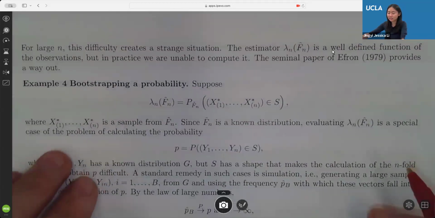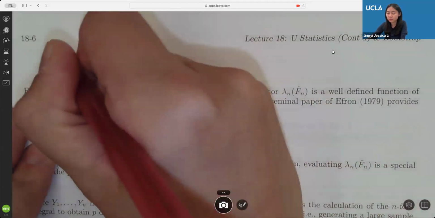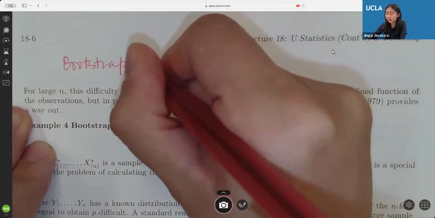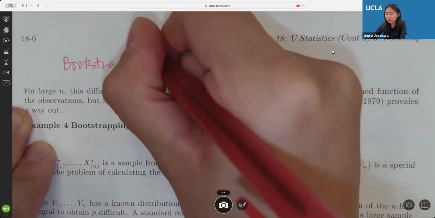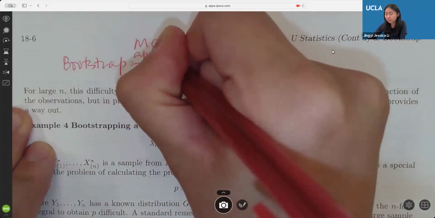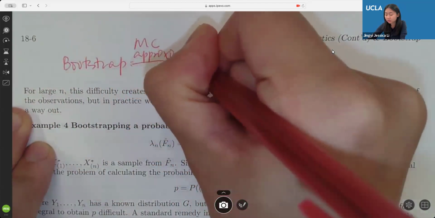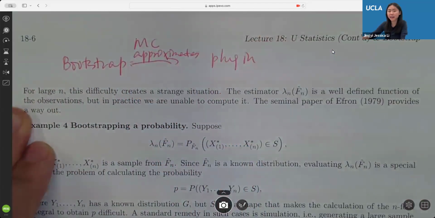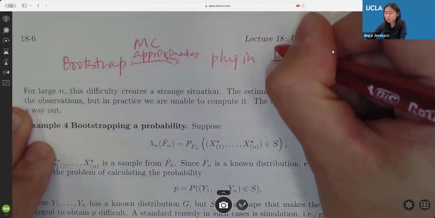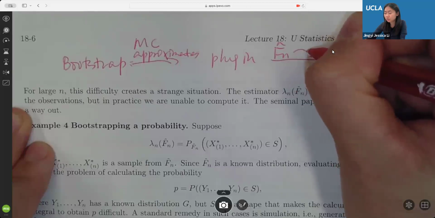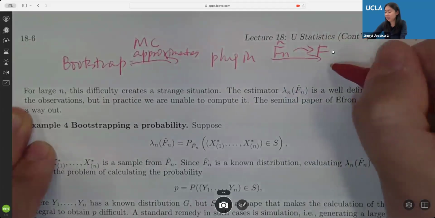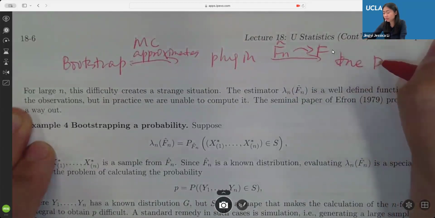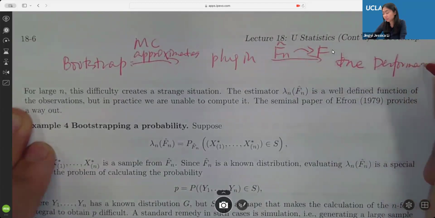Now let's summarize what I just said. The bootstrap basically uses Monte Carlo to approximate the plugin. And in the plugin, you are basically using fn hat to estimate f, right? And that's the true performance measure.